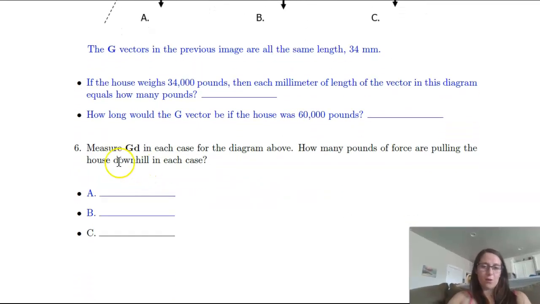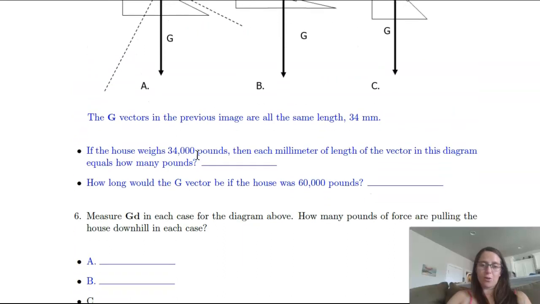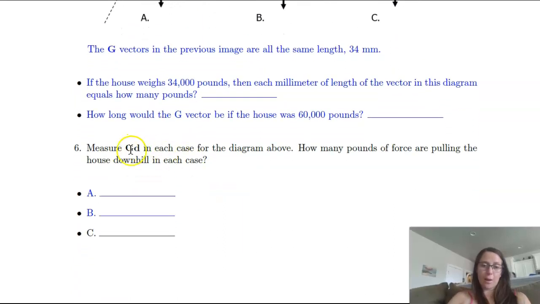Okay, so now number 6: measure the gravitational downslope component in each case of the diagram above. Once you have finished those three cases, measure the length of the GD. How many pounds of force are pulling the house downhill in each case? In this case, I'm not asking you the length in millimeters, but in pounds. So here is where this equivalency becomes important so that you can answer all of these questions appropriately.